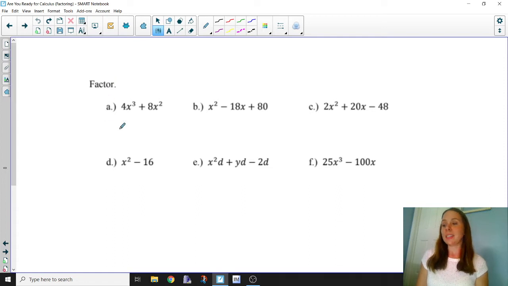Okay, let's take a look at part A. What we have here is 4x cubed plus 8x squared, and for this one, I would recommend we start by thinking about a greatest common factor, right? Because there are 2 terms here, and both of them have x's in them, so there's definitely common factors. Okay, the greatest common factor, or we call that GCF.